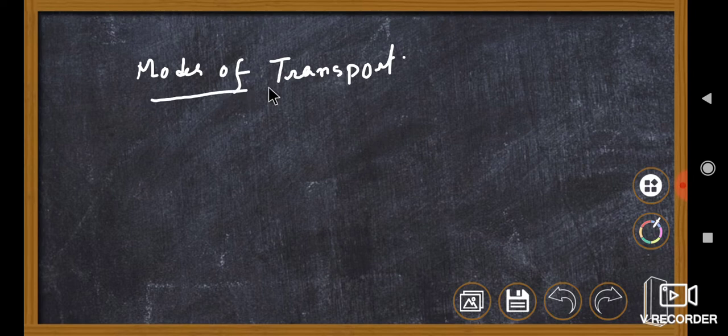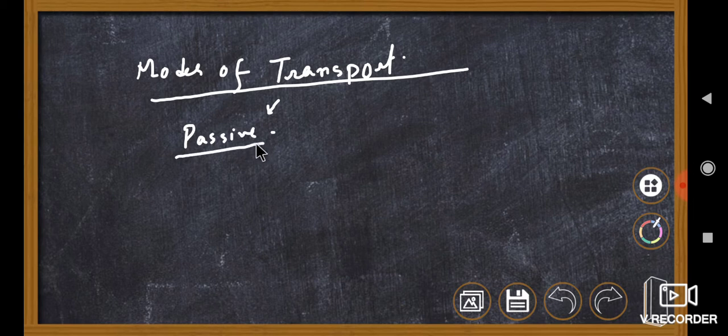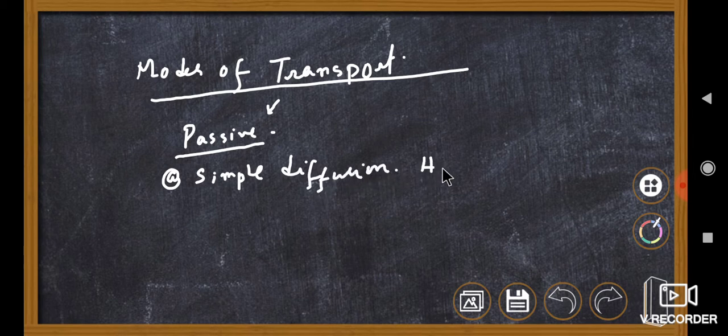We had already discussed that there are generally two types of transport taking place in plants. One was passive transport, in which no energy was required, and in the passive transport category, we had simple diffusion taking place, that is with the concentration gradient, from the region of higher concentration to the region of lower concentration. Then we had also discussed facilitated diffusion, right?